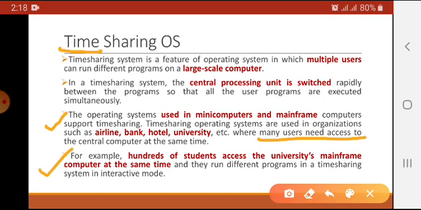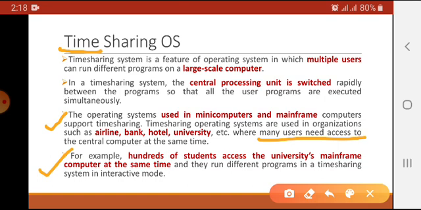For example, hundreds of students access the university's mainframe computer at the same time, and they run different programs in a time sharing system in interactive mode. You can say that there is a big computer. Big computer means a computer with high capabilities installed in a central place, that can be a bank or a university, and other users from different places will use that computer with the help of a network.